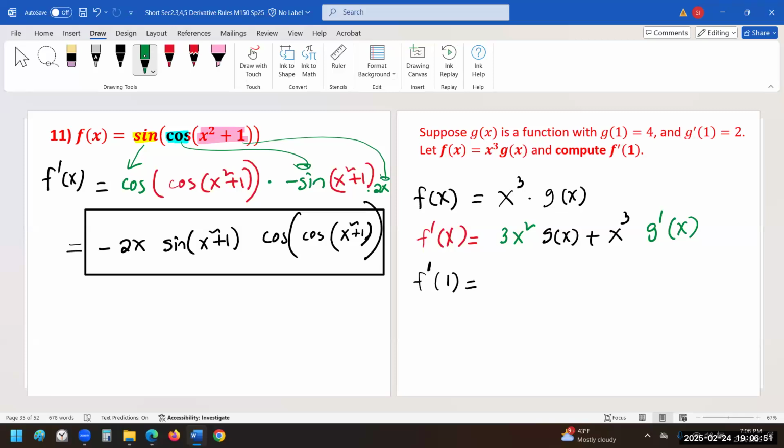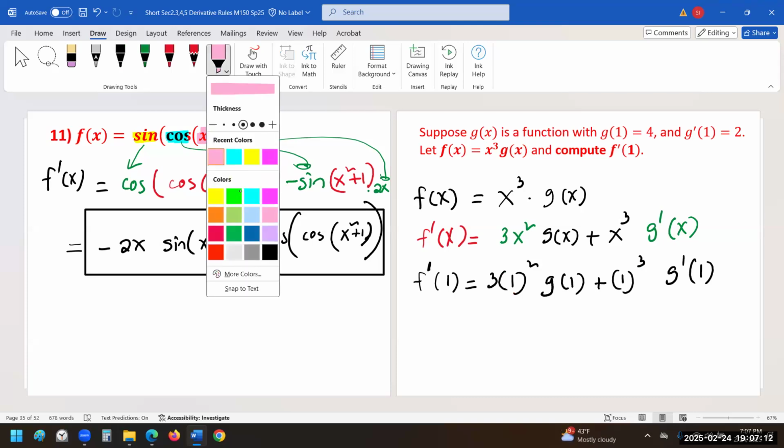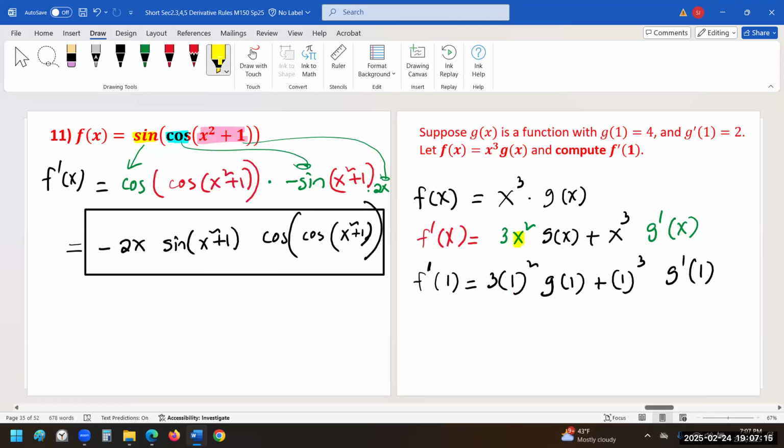And now they want us to substitute all those x with 1 and see what happens. So we have 3 times 1 squared g of 1 plus 1 cube g prime of 1. So all those x turn into 1. X is 1. X is 1. This x is 1. This x is 1. All those x's turn into 1.